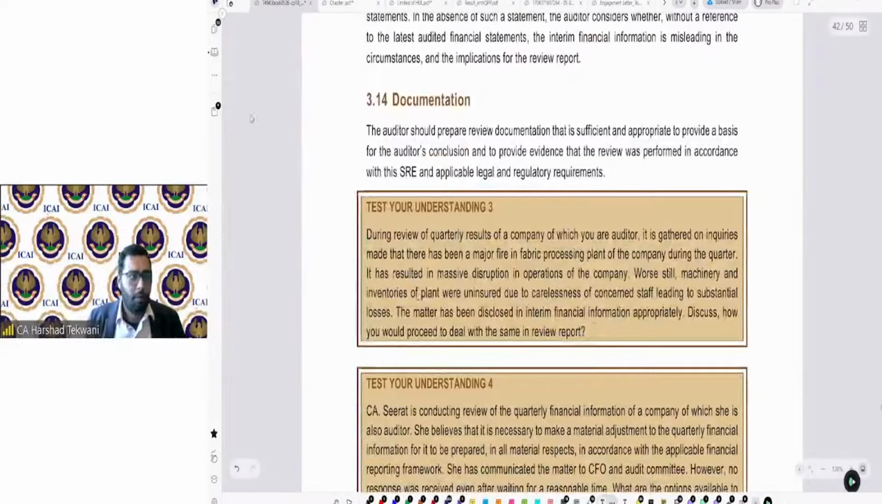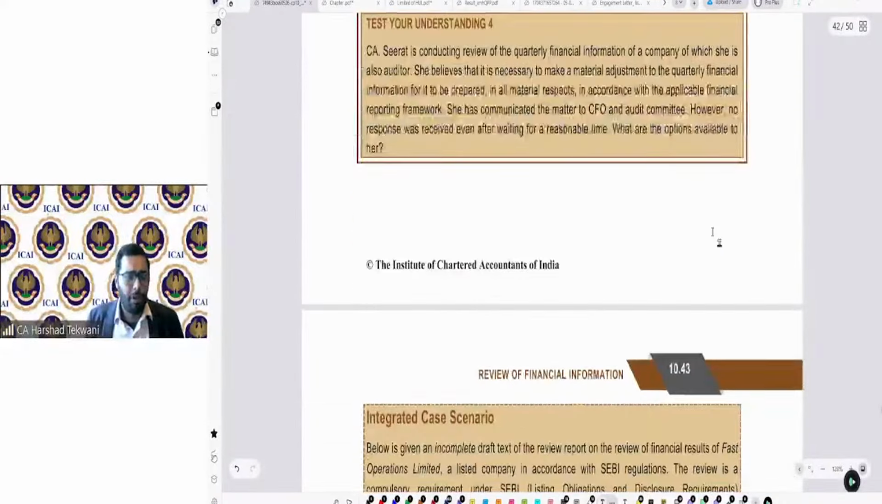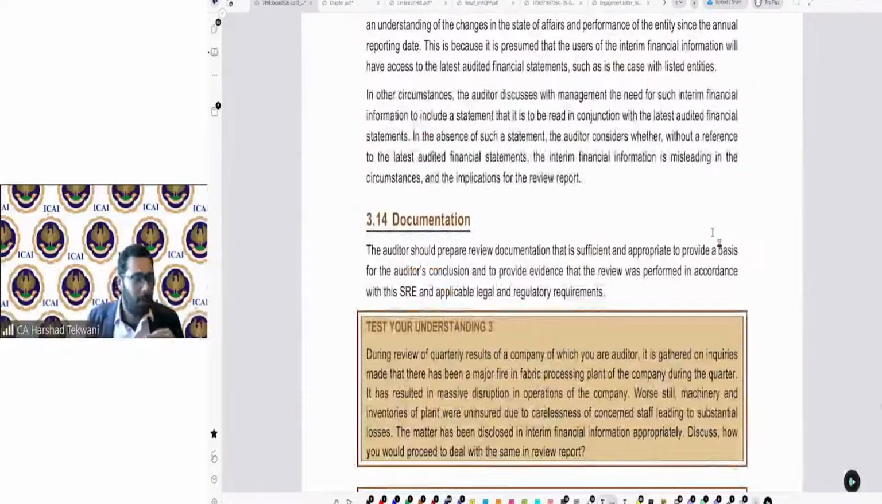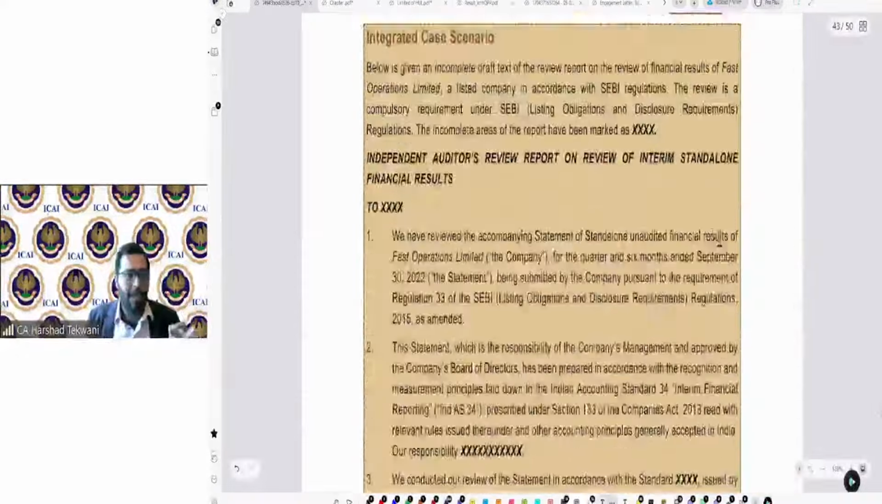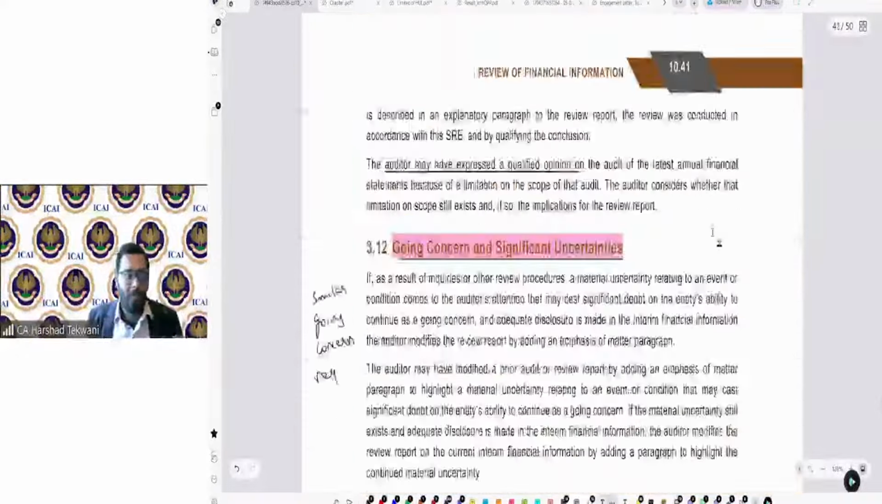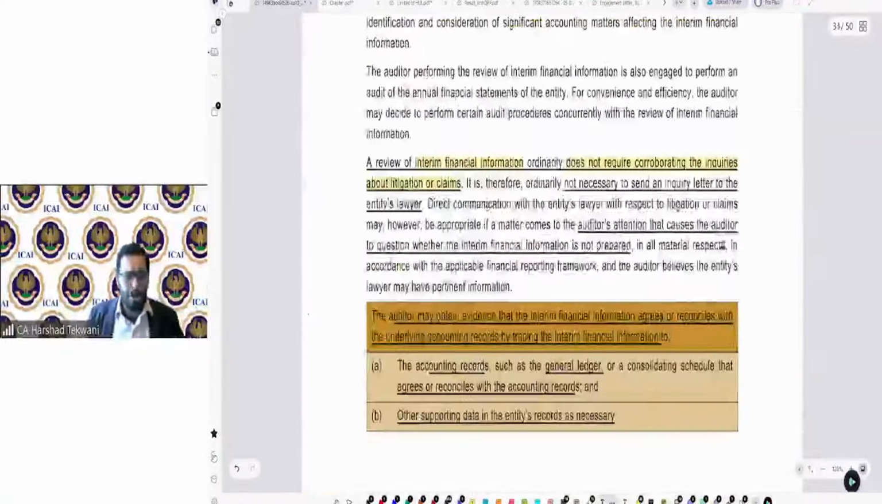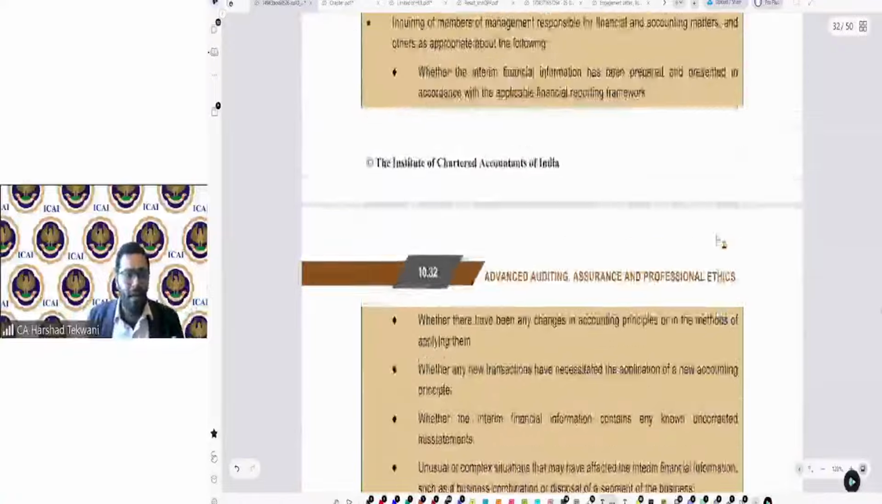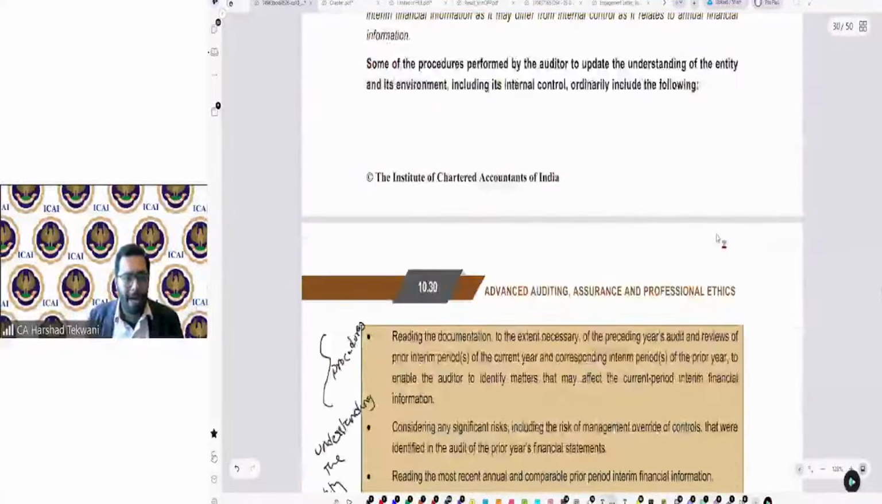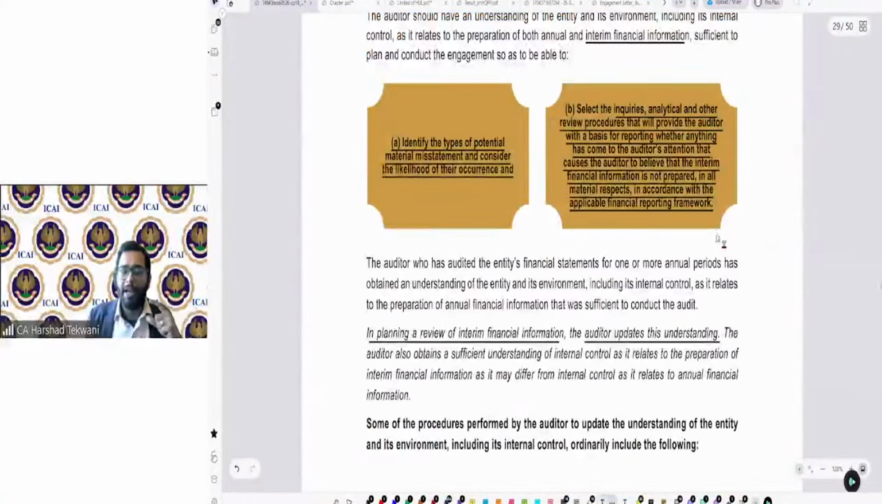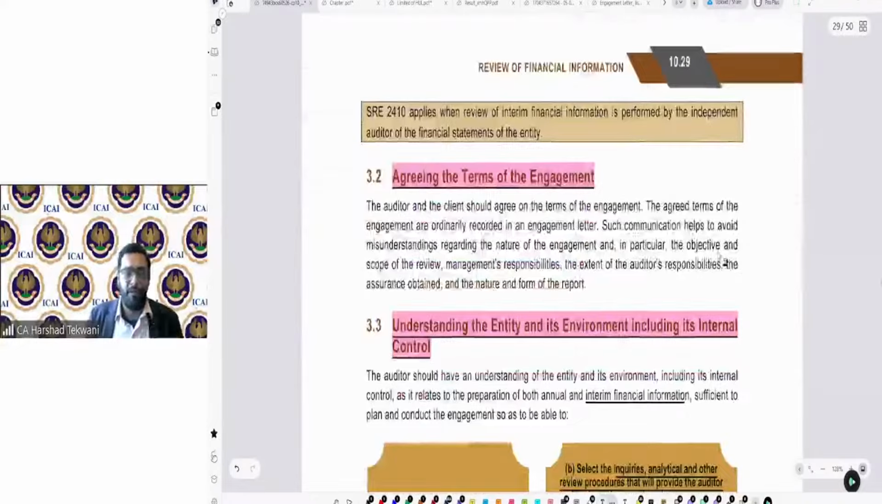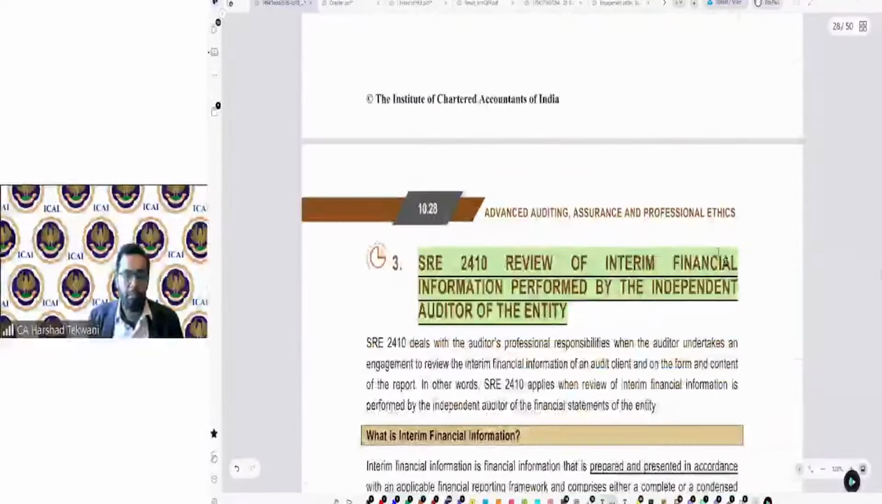Documentation. On similar lines, there is a documentation requirement that we have. That's it. That is your SRE 2410. Similar to whatever we have discussed in SRE 2400, just replace it with the wordings of auditor and interim financial information. That's it. There is nothing different over here.